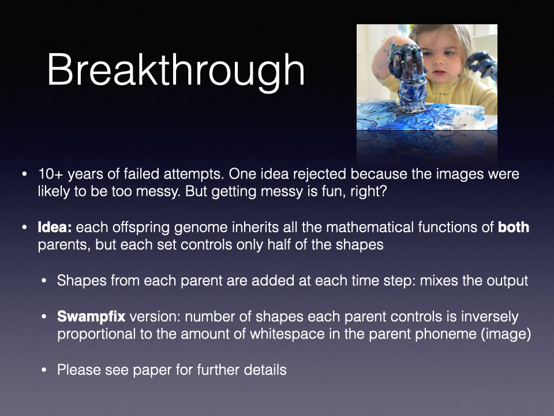There was one issue, which is that if one of the parents has very large shapes and the other one has very small shapes, maybe transparent, then the shapes from the first parent are going to dominate and they're going to swamp the child image. So I fixed that by having a proportional approach whereby the amount of white space in the parent phenome, the image, dictates how many shapes they get to control in the child, with it being inversely proportional. Sorry I can't go into details right now, but do please see the paper for further details of this.